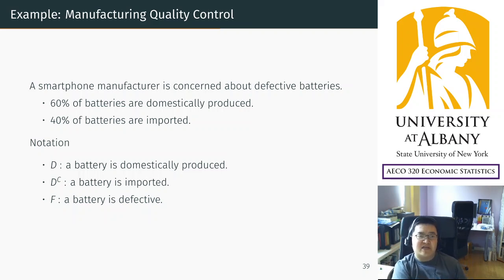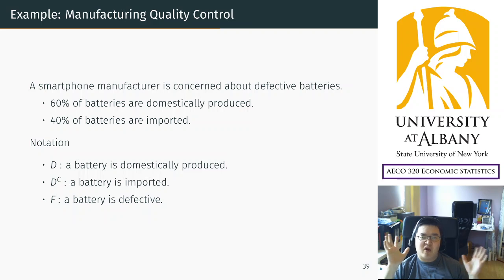So I prepared an example about manufacturing quality control. Suppose that a smartphone manufacturer is concerned about defective batteries. I was inspired by the battery problems in Samsung Galaxy a few years ago, but it's not related to that smartphone or batteries at all. Just a simple example. Suppose that what we know, the information we know first. So imagine that you are the manager of this quality control problem.